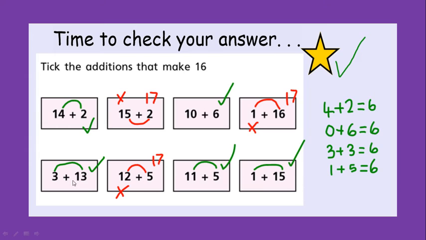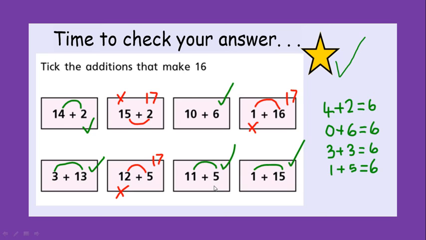13 or 3 add 13. 13 add 3. 2 3s added together make 6. So 6 add 10 makes 16, so that's the correct one. Then we've got 12 add 5. No, because 5 add 2 does not make 6, it makes 7, so that's wrong. This one, 11 add 5. Yep, because 5 add 1, look, 1 add 5, 5 add 1, it does make 6. So 11 add 5 does make 16.